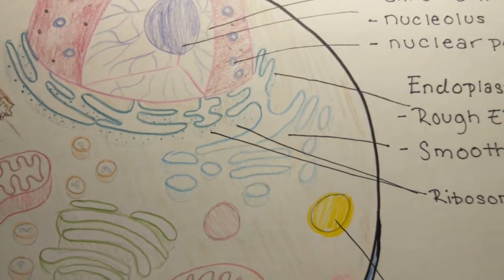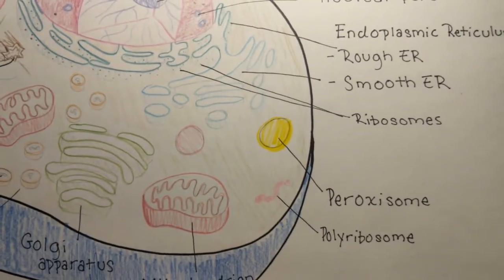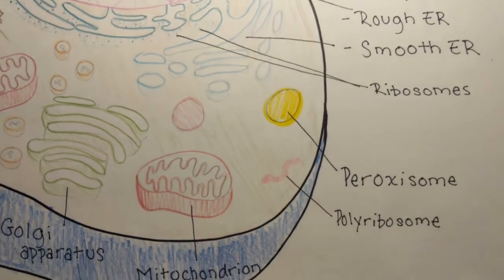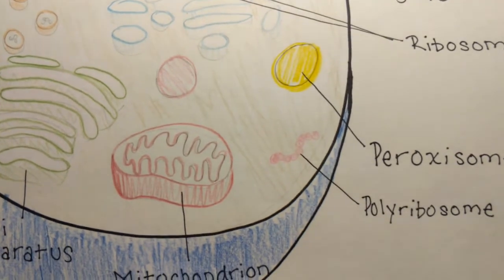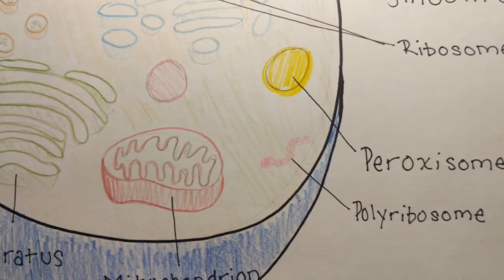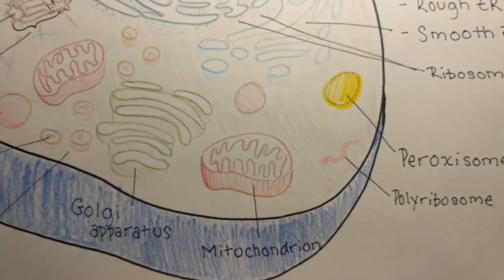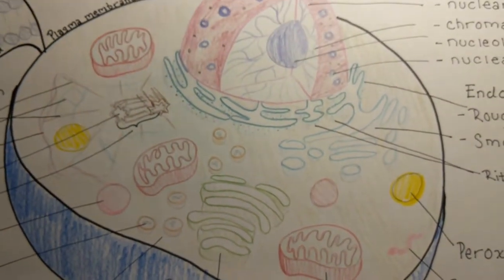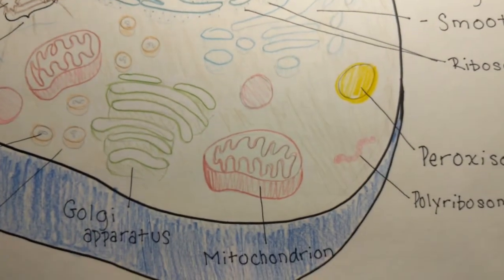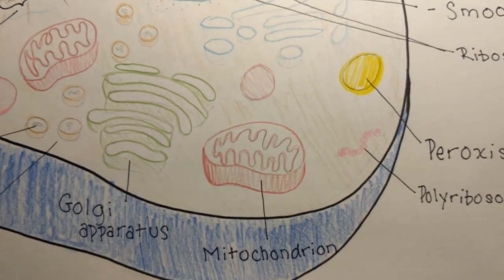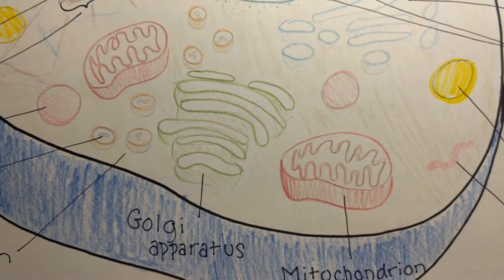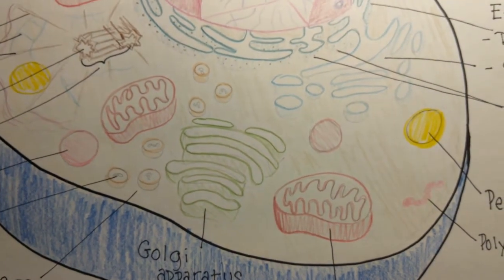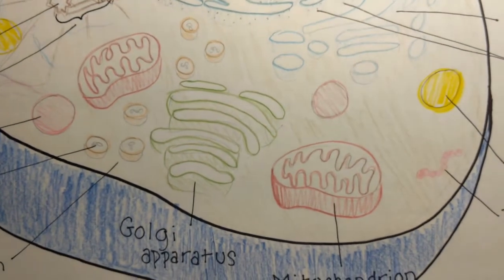Peroxisomes are specific types of vesicles involved in fatty acid metabolism. A polyribosome is a string of ribosomes that work together to simultaneously synthesize the same protein. The mitochondria are organelles that carry out cellular respiration and produce ATP molecules, which are essential in providing the cell with energy to carry out cell activities. Finally, the Golgi apparatus processes, packages, and secretes the proteins it receives from the rough endoplasmic reticulum in vesicles.